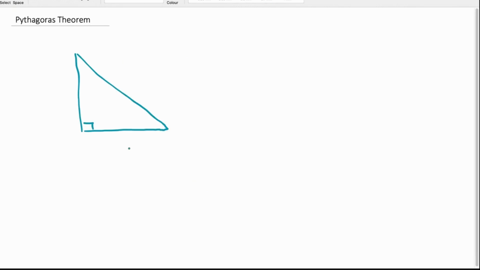In this triangle, let's say we have the two shorter side lengths of 3 and 4, and our aim is to find this longer side length over here. Now step one for all the questions you're going to be doing with Pythagoras Theorem is always take the time to write down the formula. So our formula is c squared is equal to a squared plus b squared.